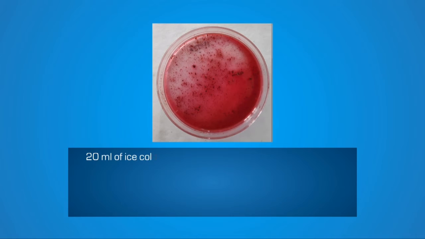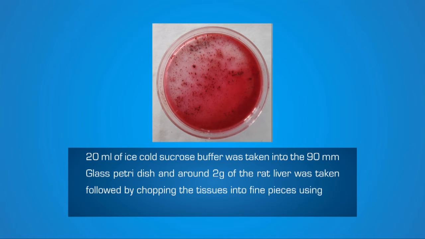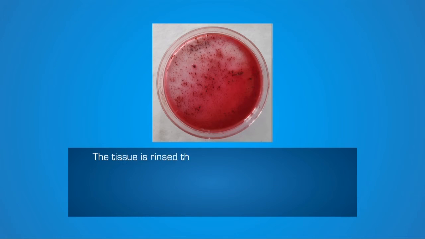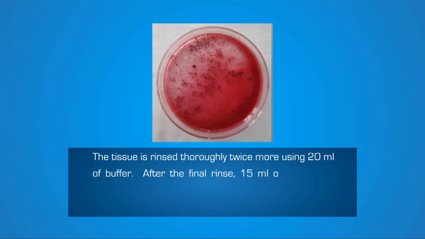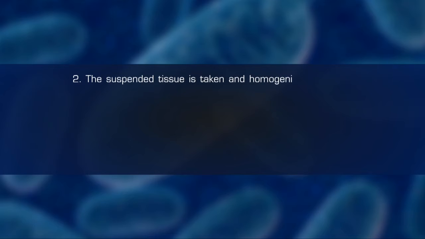20 ml of ice-cold sucrose buffer was taken into the 90 mm glass Petri dish, and around 2 grams of the rat liver was taken, followed by chopping the tissues into fine pieces using scissors or scalpels. The tissue is rinsed thoroughly twice more using 20 ml of buffer. After the final rinse, 15 ml of buffer was added to the tissue to obtain a tissue buffer ratio of 1:5.